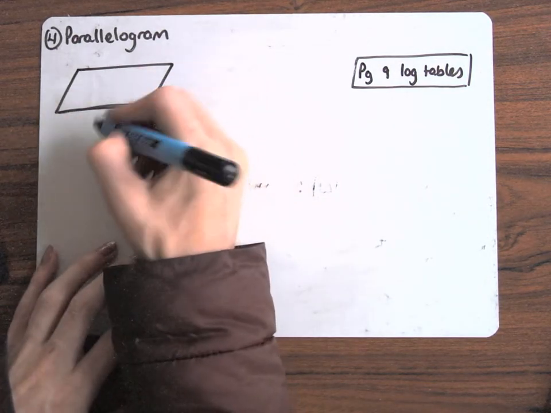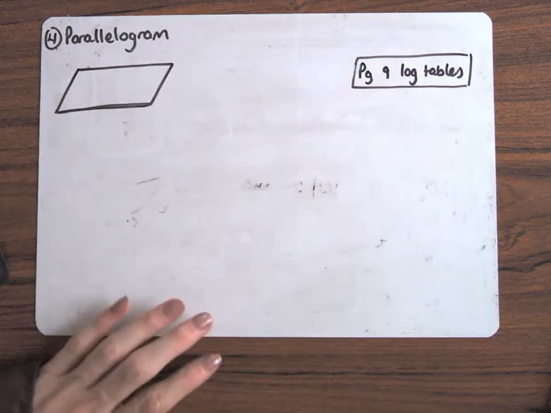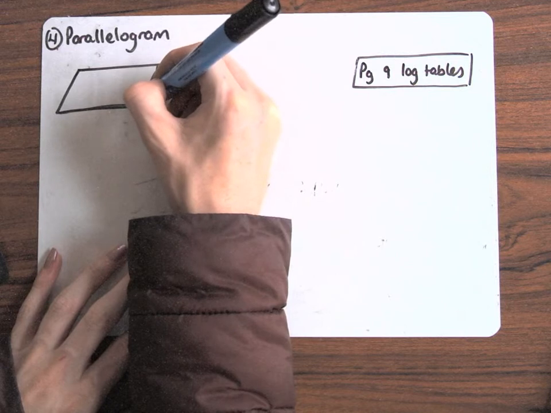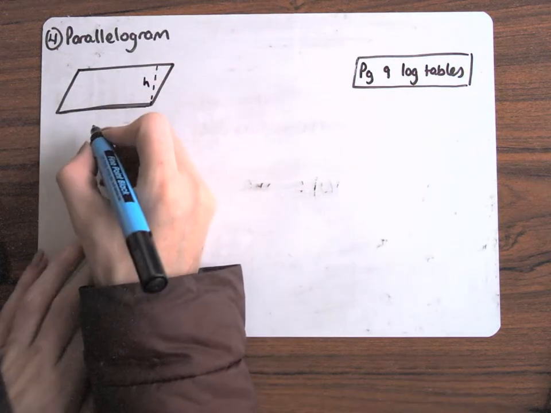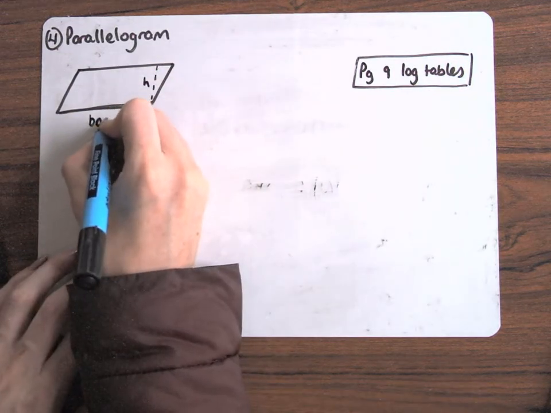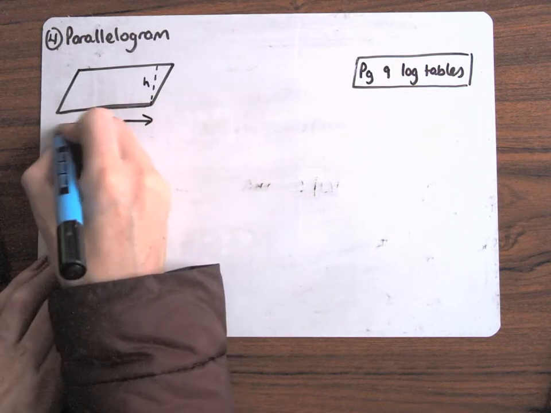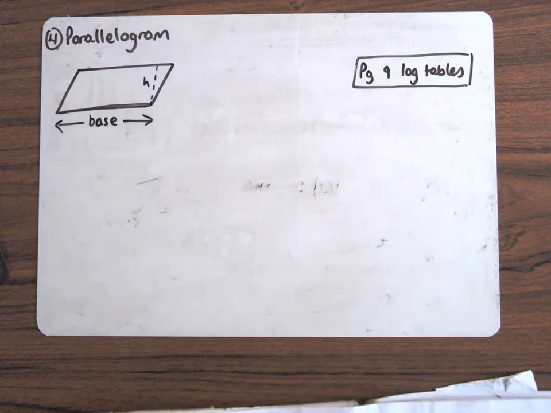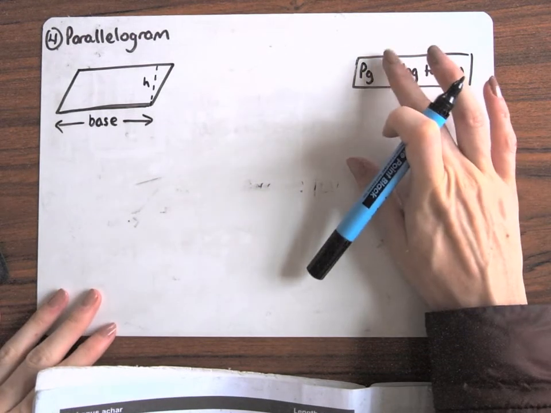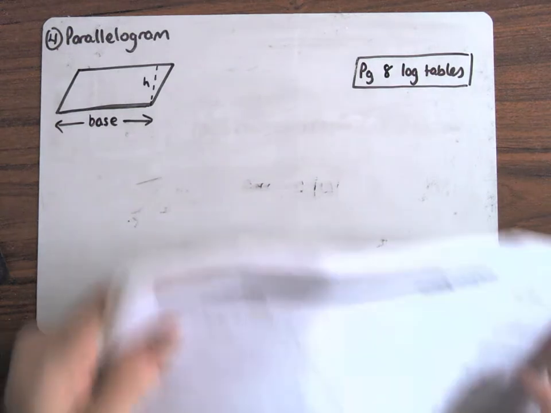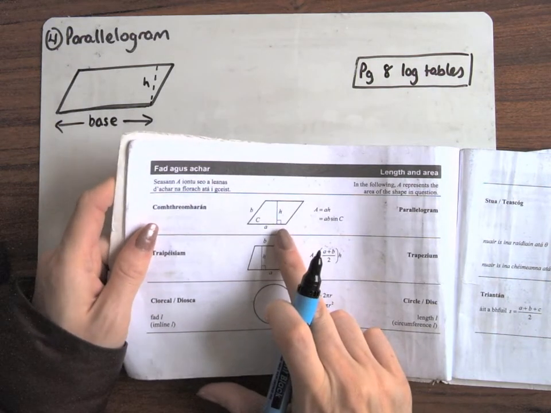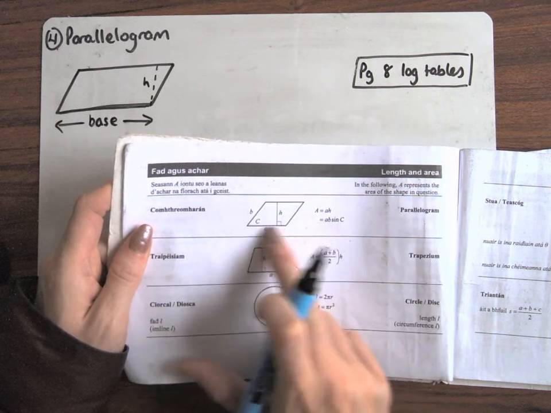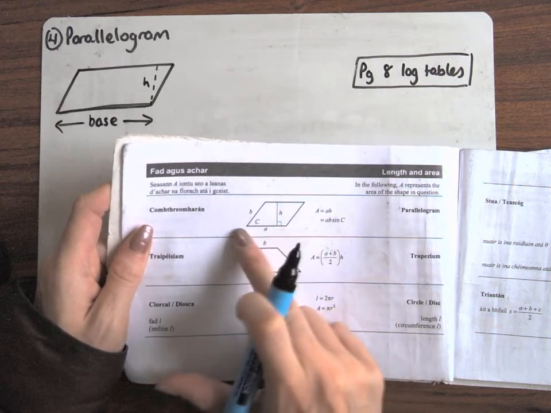Your opposite sides are parallel, okay? This one is in your logbooks. It's not on page 9. It's actually on page 8. Okay. Here it is on page 8. Okay, the area is A by H. A by H.